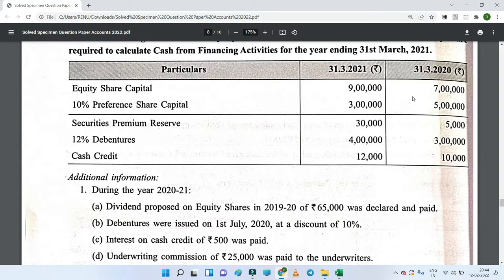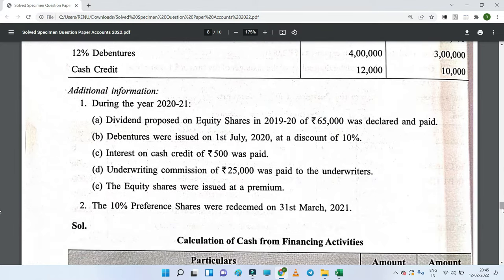Here we have to find the difference between the two years' amounts of all the items provided. You can see that equity share capital is increasing by 2 lakh. Preference share capital is decreasing by 2 lakh. Securities premium reserve is increasing by 15,000. Again, debentures are increasing by 1 lakh, and cash credit is increasing by 2,000. So all the differences you have to find out. Along with that, some additional information is given that is also required to be considered.